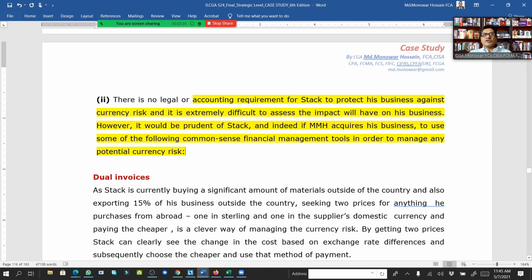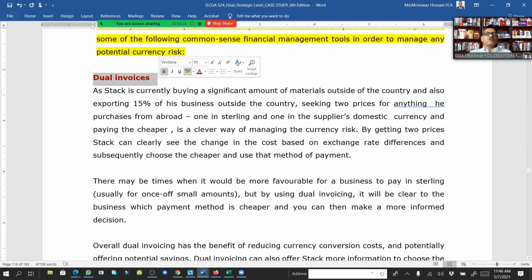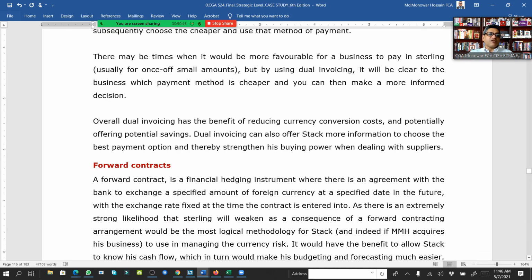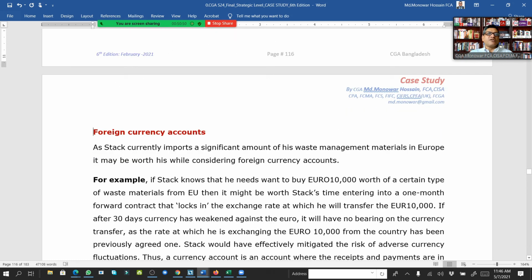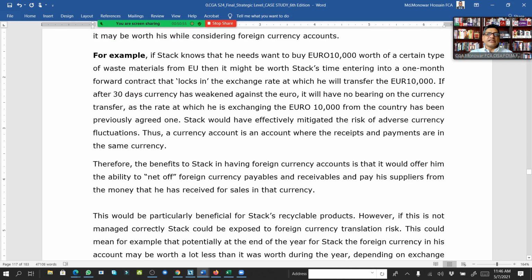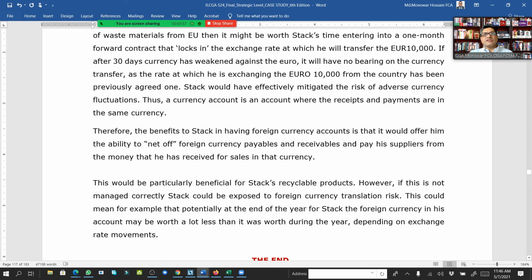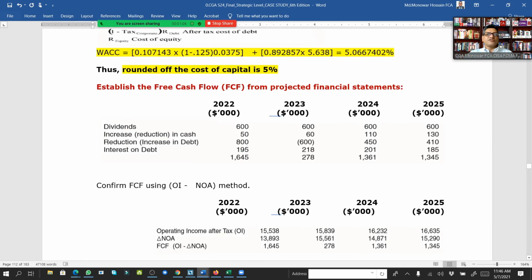These are potential currency risks. So we have to manage the risks, and how do we manage them? Manage them through dual invoicing, as the company is buying a significant amount of material outside the country. This way, dual currency forward contracts can manage the currency risks. Also, if a foreign currency account is maintained, then risks can be minimized this way. So this is the total answer. We are going in a hurry because you have to do this calculation in your working paper.